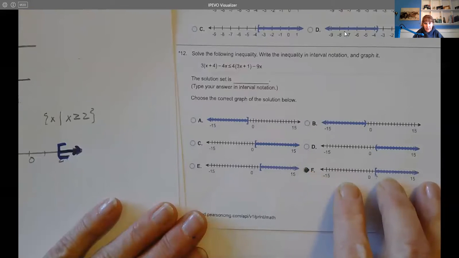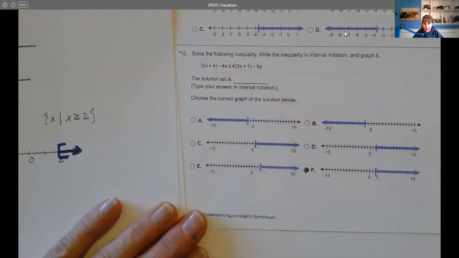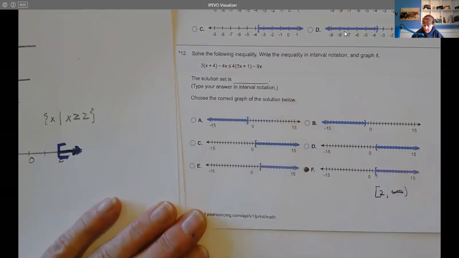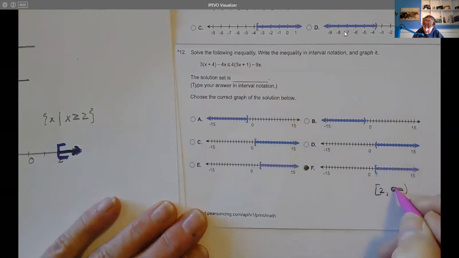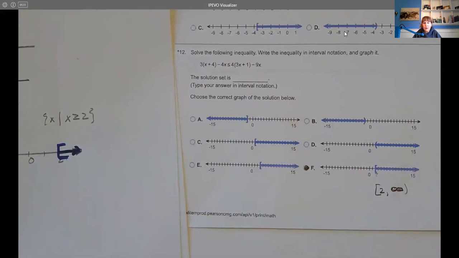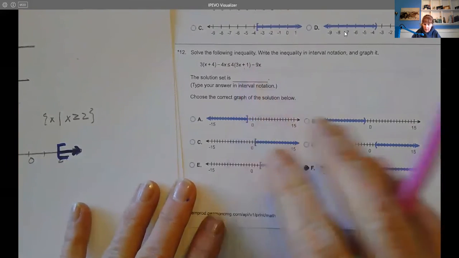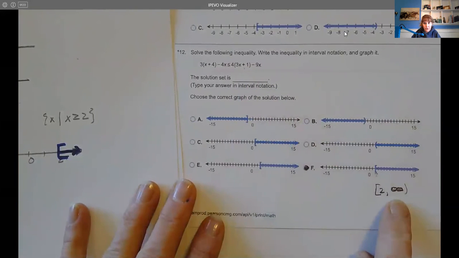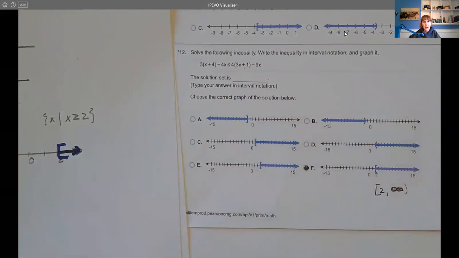How do you write this in interval notation for this answer up here? We start here at the 2, and we go to the right forever, which is, I must have hit something. So that would be your interval notation, from 2 to infinity. All right, well, I'm hoping that you have somewhat of an idea of how to find the solution, graph the solution, and write the solution in interval notation. And if not, you'll need to contact me. All right, thank you. Bye-bye.